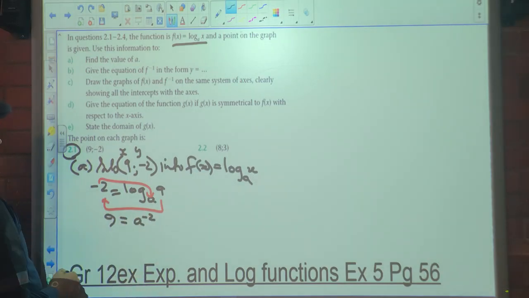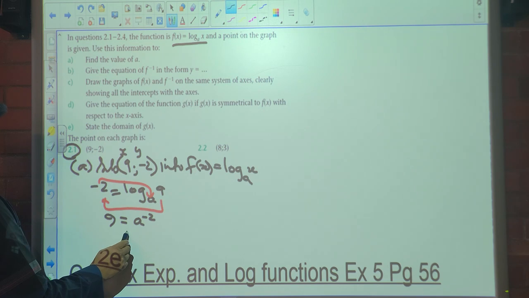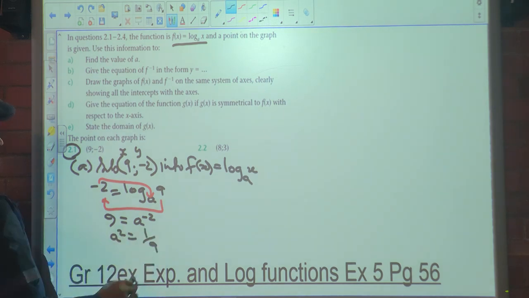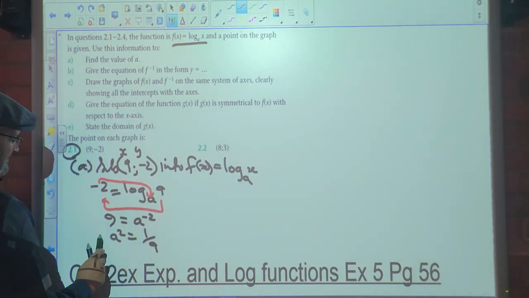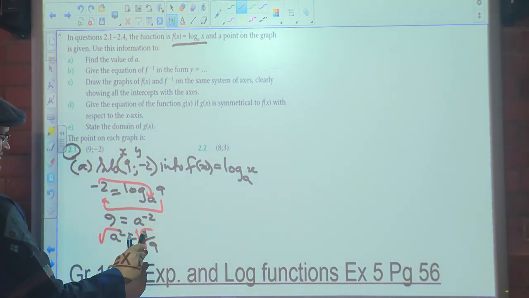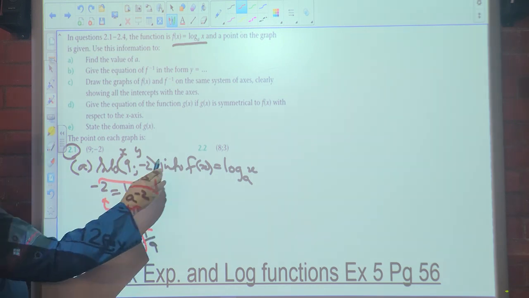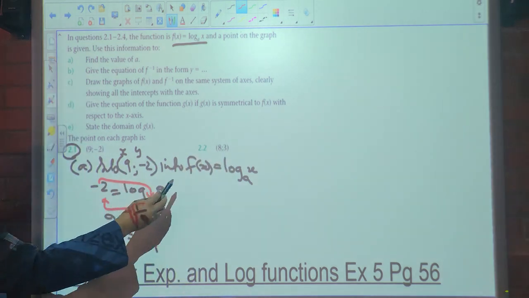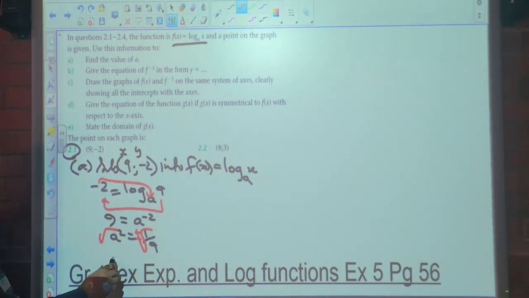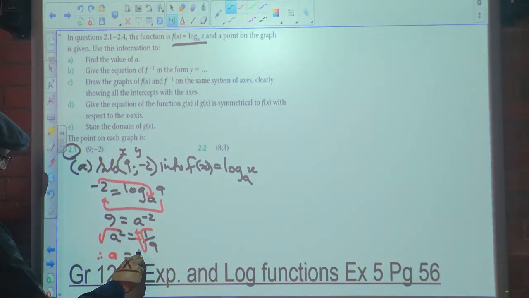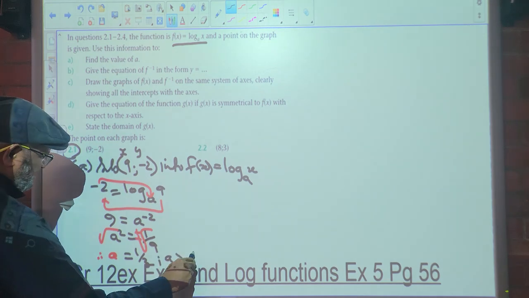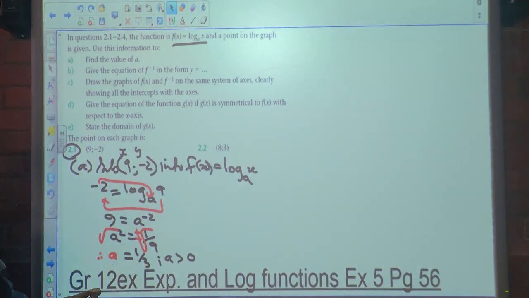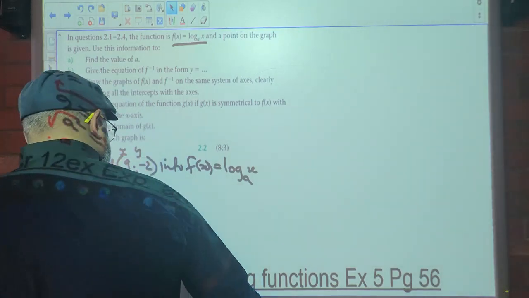a to the minus 2, which is 1 over a squared, which means a squared is equal to 1 over 9. If I introduce the square root, what must I not forget? Plus minus. But because of where a is situated, this a value can't be negative. So therefore a is equal to a third. Why? Because a must be greater than 0. Okay. So that's number 1.